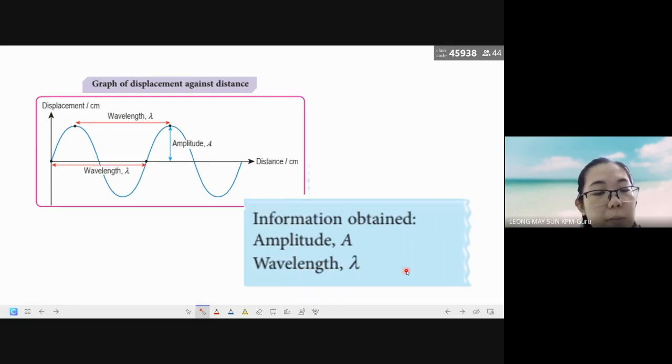Next is the displacement distance graph. Because the y-axis is still displacement, the only information we can get from y-axis is from the equilibrium position to the max, or the equilibrium position to the minimum position. That is the amplitude. The second information that we can get from a displacement distance graph is the wavelength. The distance for the wave to complete one oscillation, from the crest to the consecutive crest to the next crest, that is the wavelength. Okay, so that is the two informations we can obtain from a displacement distance graph.